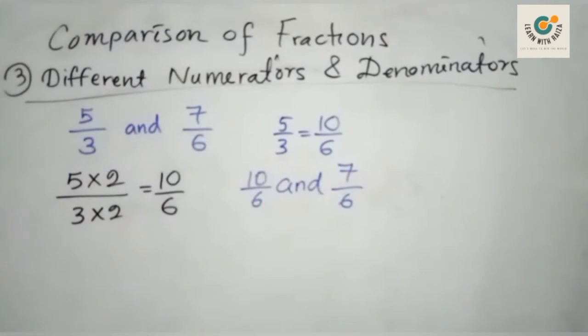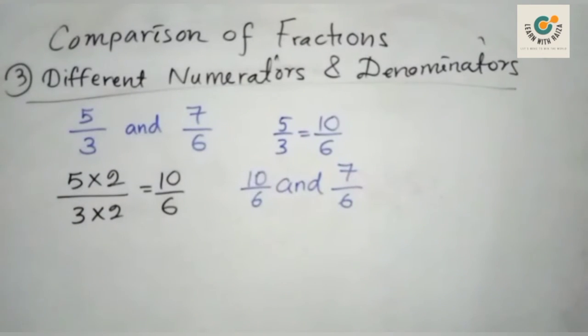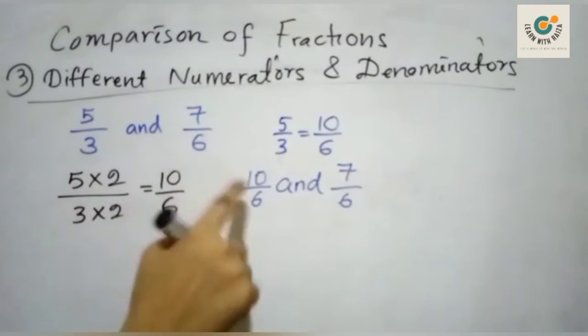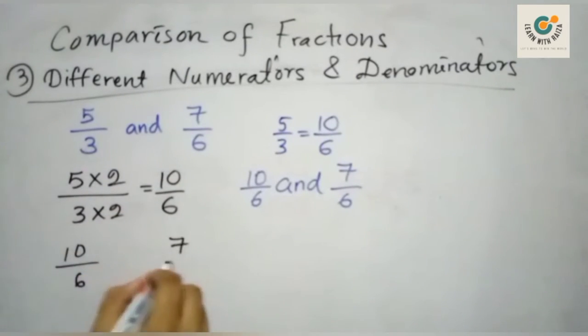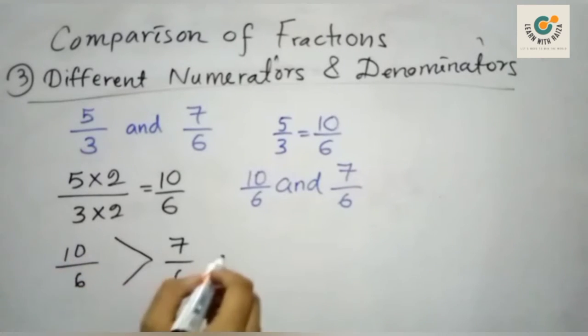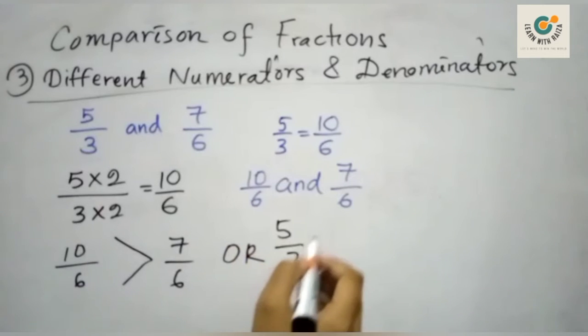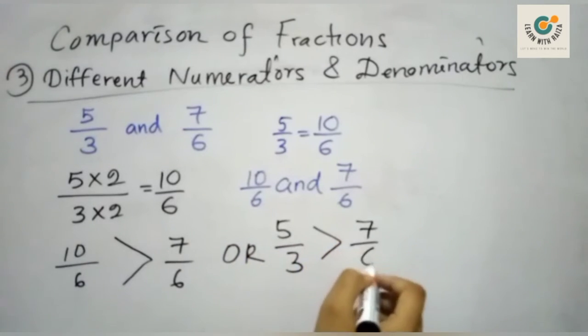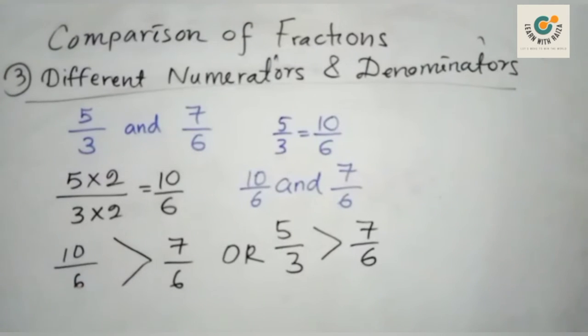So in other words, 5 over 3 is an equivalent fraction for 10 over 6. So instead of 5 over 3, I can compare fractions 10 over 6 and 7 over 6. This is easy because when the denominators are same in two fractions, the larger fraction will be the fraction with the larger numerator. So from 10 over 6 and 7 over 6, larger fraction is this. Or I can say 5 over 3 is larger than 7 over 6 because 5 over 3 is equivalent to 10 over 6.